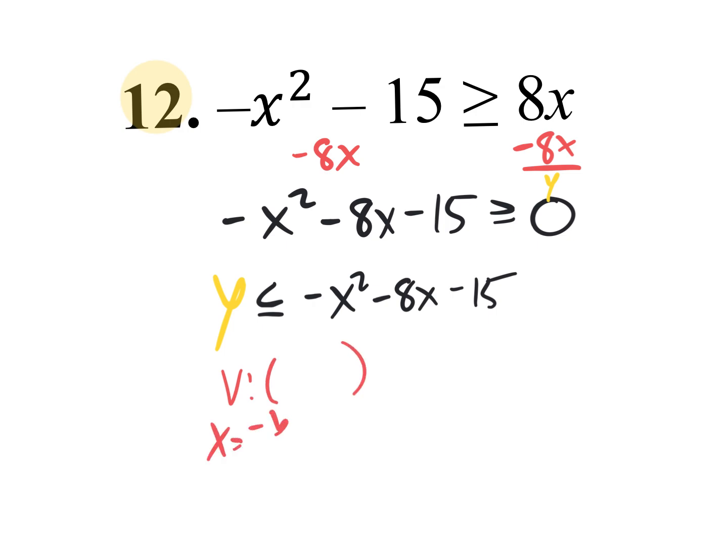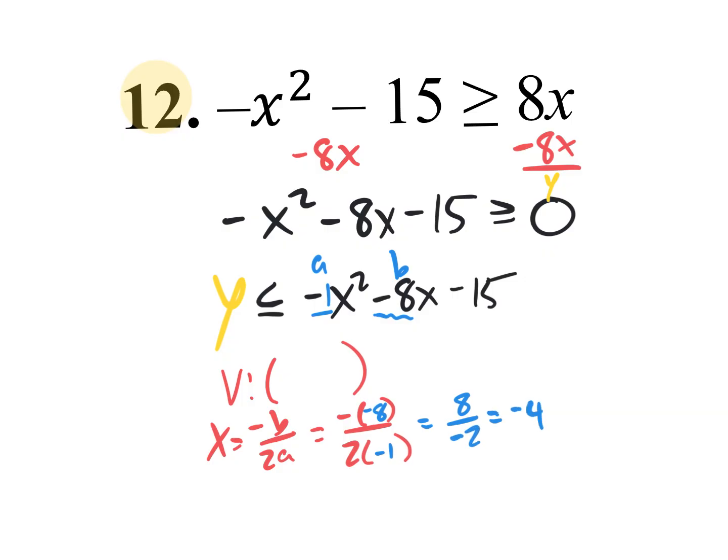x equals negative b over 2 times a. The b value is negative 8. The a value is negative 1. So you really have a negative 8, which is a positive 8, over 2 times negative 1 is negative 2. That's really a negative 4. Our vertex x value is a negative 4.